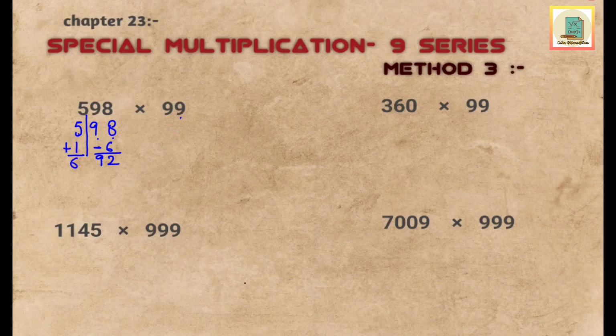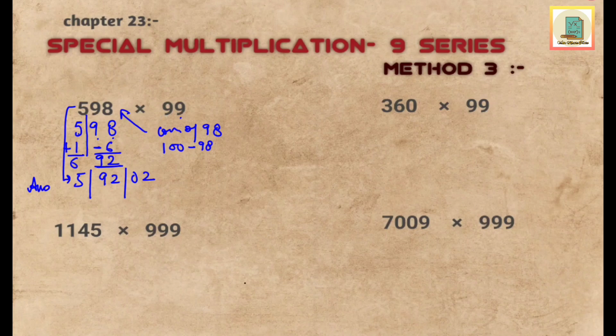Now we'll start writing the answer as well. So first we'll write the first digit as it is, that is 5. Now make a partition. In the second partition we'll write this part, that is 92. And in the third partition we will take the complement of 98. So complement of 98, how will we take it? 100 minus 98. That gives you 02. Why 100? Because the number is near to 100. So the final answer is 59202. Now let's take another example to understand this method in a better way.